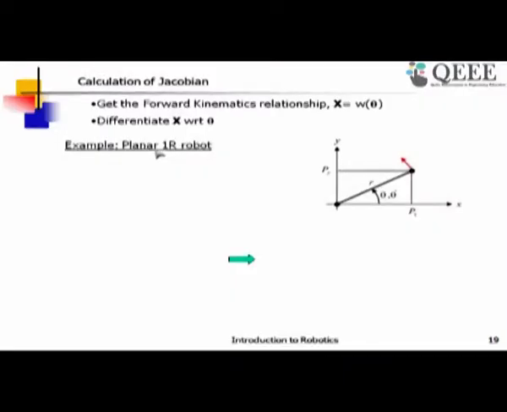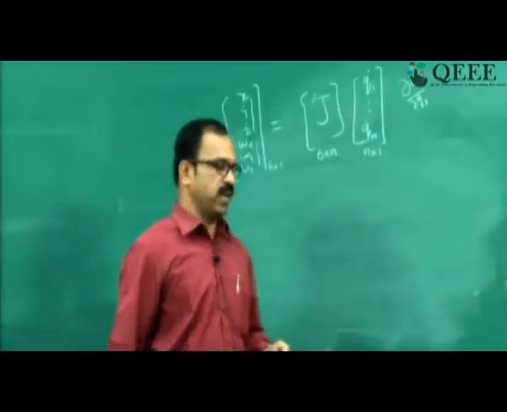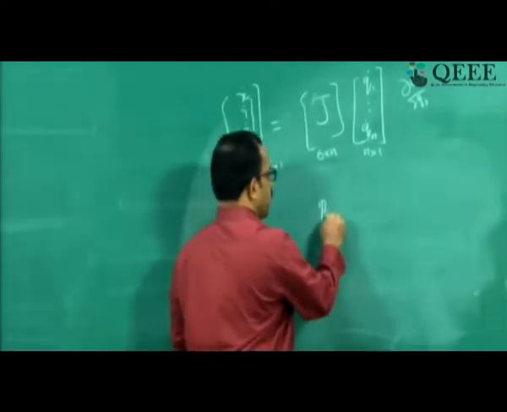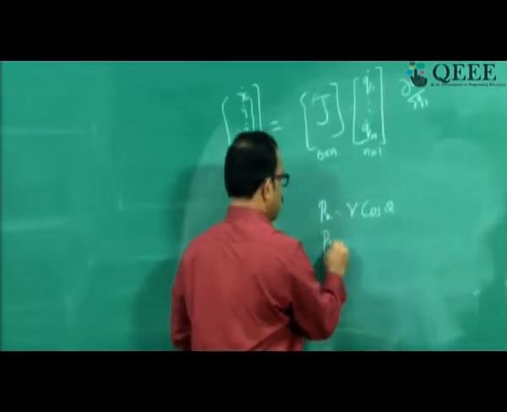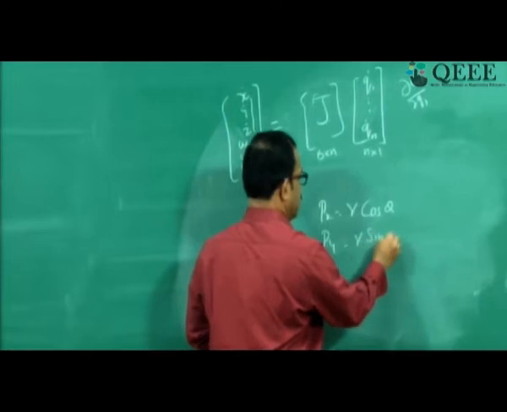Just a simple example to show how the Jacobian is calculated, then we will go to more details of the Jacobian. First, if you have a forward relationship, then the Jacobian can be calculated directly from the forward relationship. So look at the planar robots, a 1 degree of freedom planar robot, a simple one link manipulator. You can get Px is equal to r cos theta and Py is equal to r sin theta. It's a simple relationship.